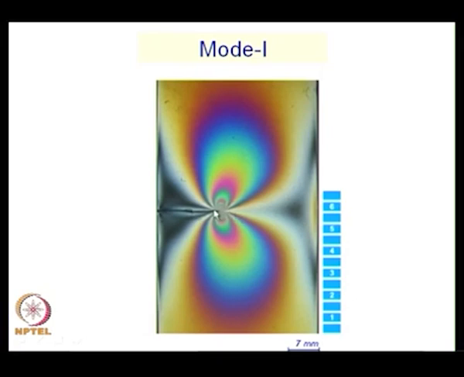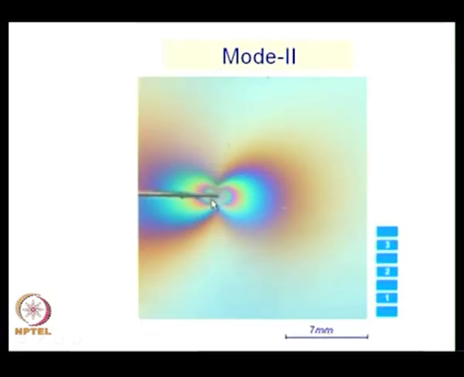And these are all the fringes that you see for mode 1 loading. These are the fringes you come across for mode 2. So, if you have an exposure to this, it is easy for you to identify by looking at these fringes whether mode 1 loading exists or mode 2 loading exists. And I have already mentioned that these are contours of sigma 1 minus sigma 2.